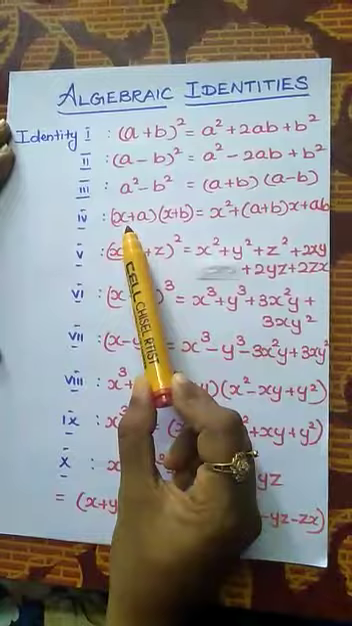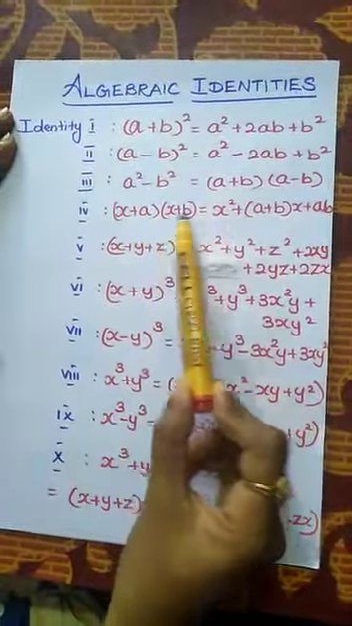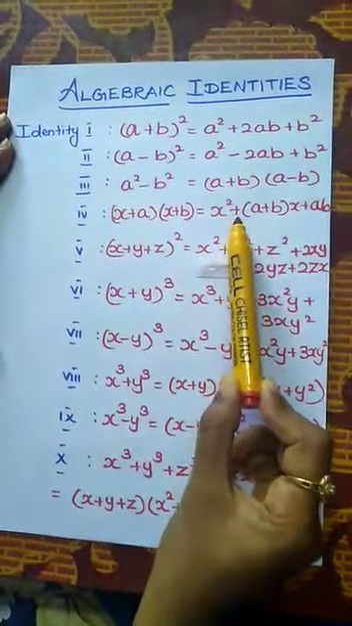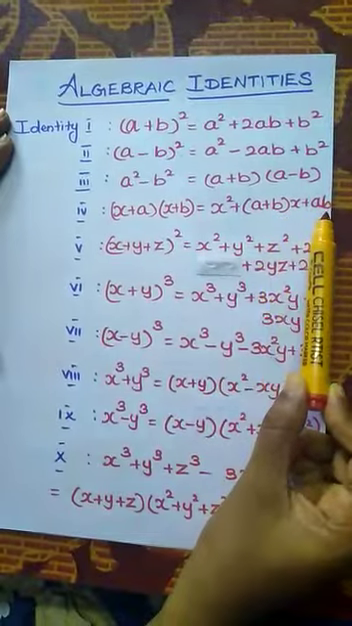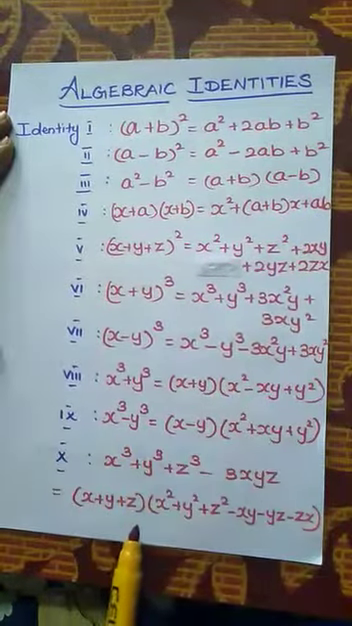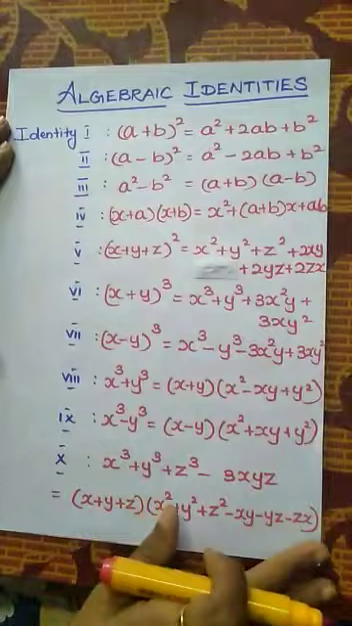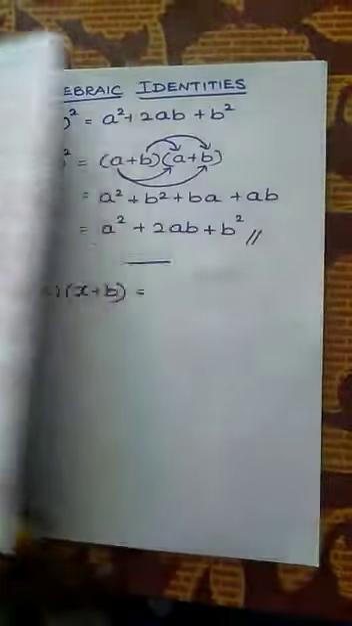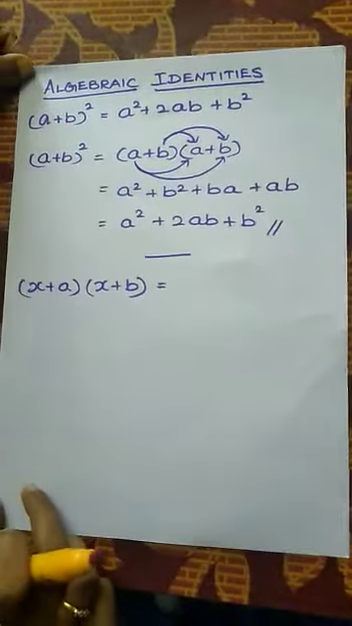And the very important fourth one, (x plus a) into (x plus b) is equal to x square plus (a plus b) of x plus ab. We have totally 10 identities. Now I am going to explain the first identity, that is (a plus b) the whole square.